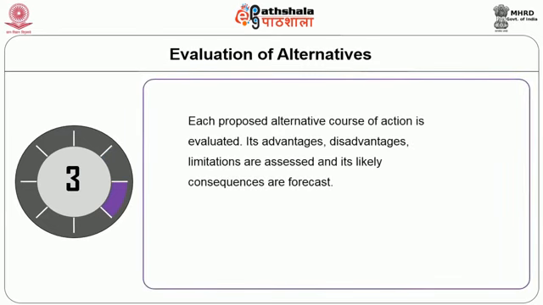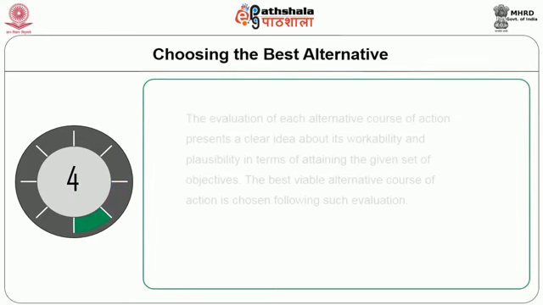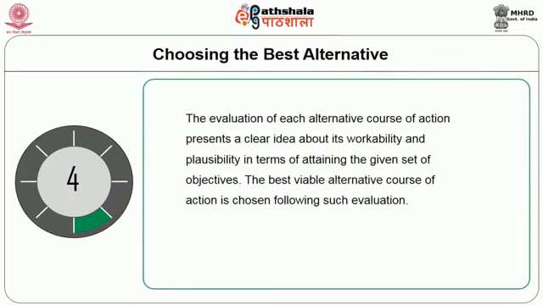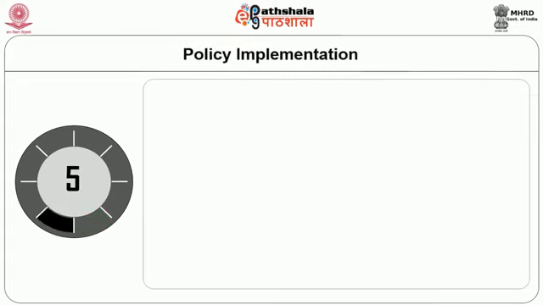Evaluation of alternative. Each proposed alternative course of action is evaluated, its advantages, disadvantages, limitations are assessed, and its likely consequences are forecast. Choosing the best alternative. The evaluation of each alternative course of action presents a clear idea about its workability and plausibility in terms of attaining the given set of objectives. The best viable alternative course of action is chosen following such evaluation.